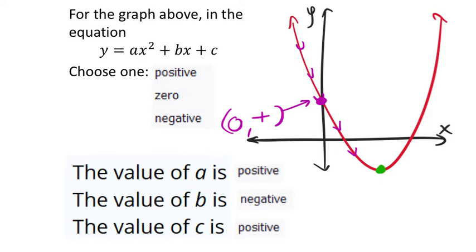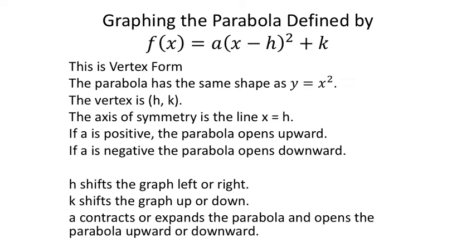All right, graphing the parabola defined by this. f of x equals a times the quantity x minus h all to the power of 2 plus k. This is what we call vertex form.